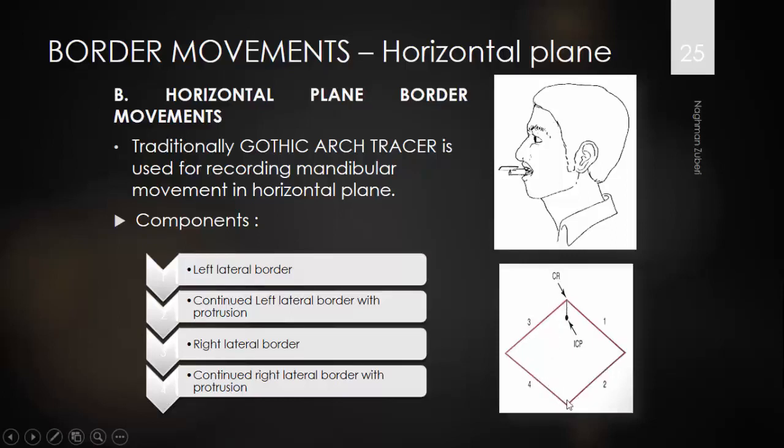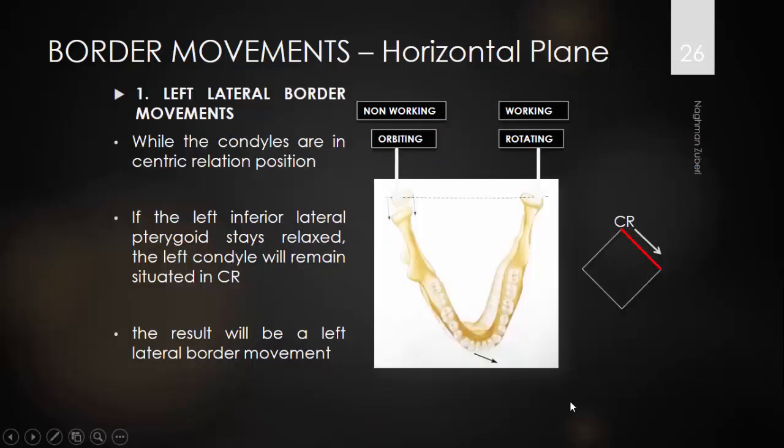Here we can see left lateral border movement. This is the working side, the rotating condyle, and this is the non-working, orbiting condyle. So what will happen? The left inferior lateral pterygoid stays relaxed. The left condyle will remain situated in the centric relation here. The right is translating, orbiting. The result will be a left lateral border movement.